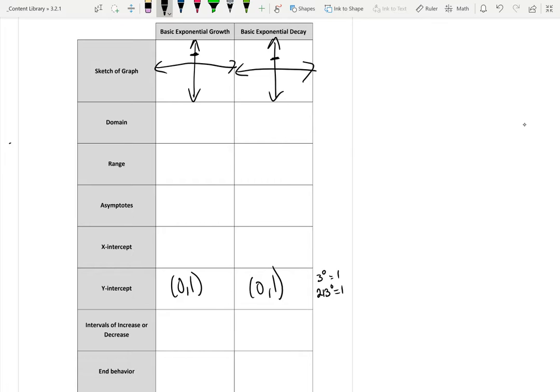Now, growth is going to be increasing while getting closer and closer to 0 on the left, while the other way, decay, is going to be getting closer and closer to 0 as x increases. So voila, I've got a quick sketch of my graph. Now let's talk about it.